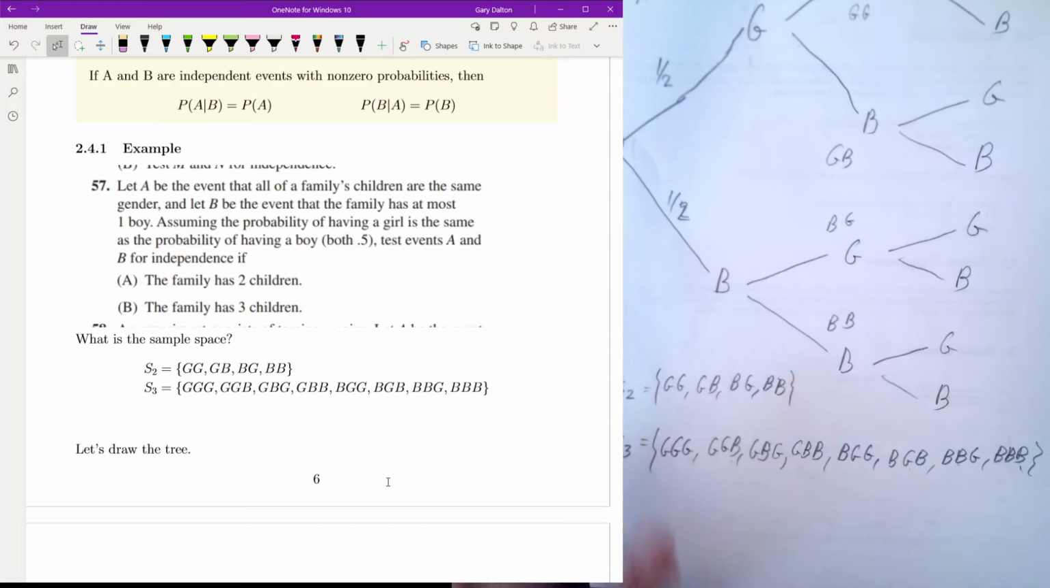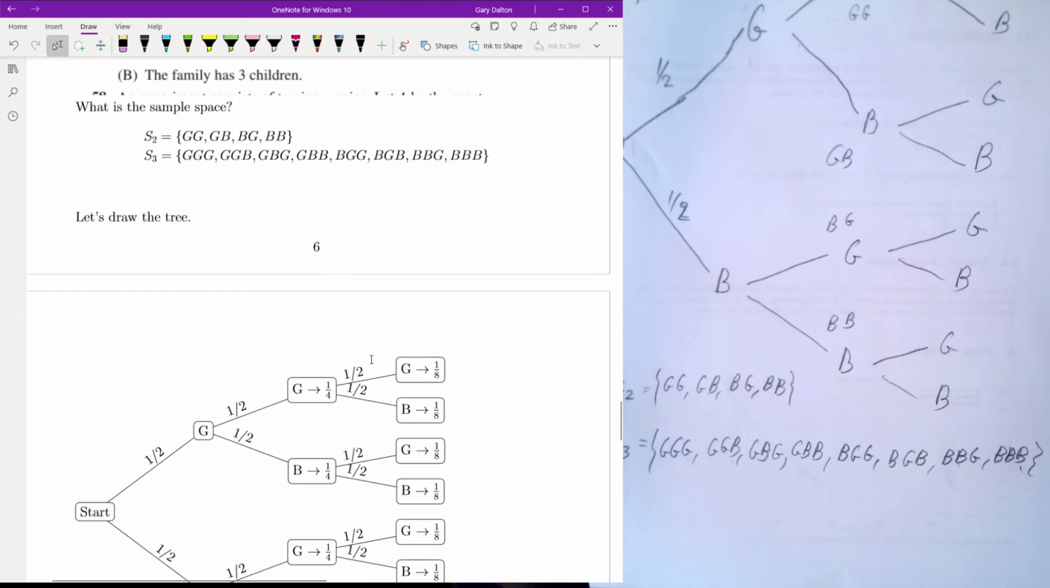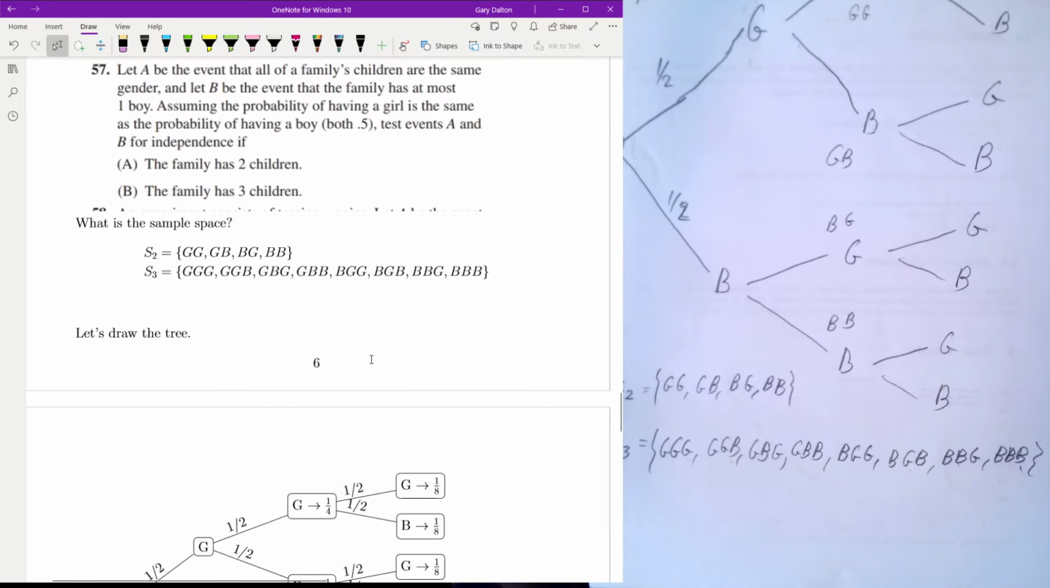In fact, I drew the tree before I pulled out the sample space, but you could do it either way. Sometimes it's actually easier to draw the tree and pull the sample space from the tree, but it's not required. Now, let's calculate our probabilities.